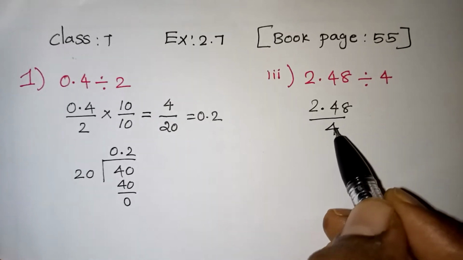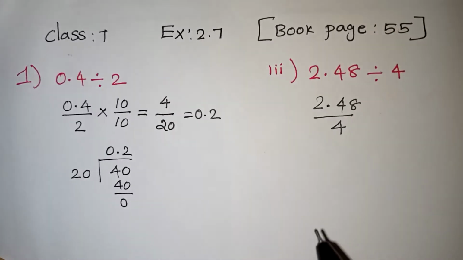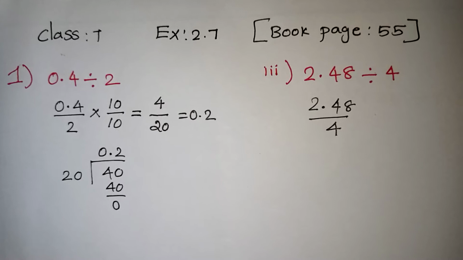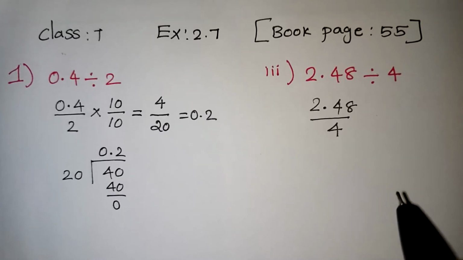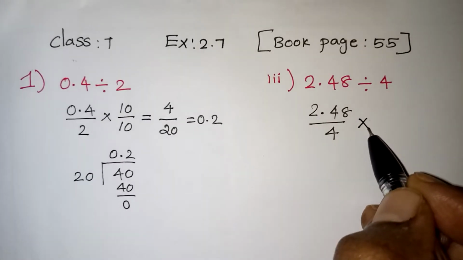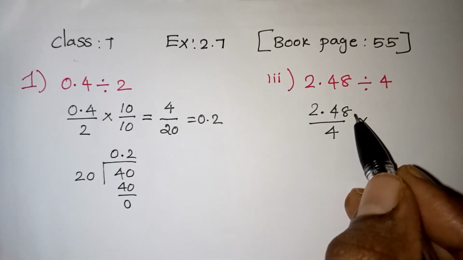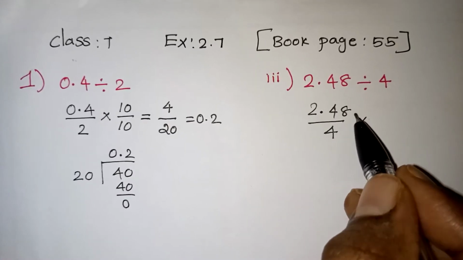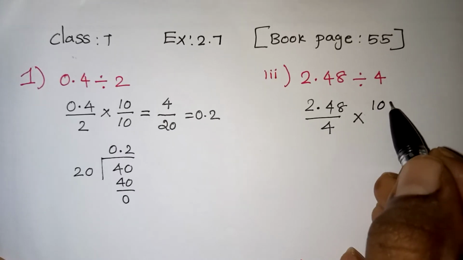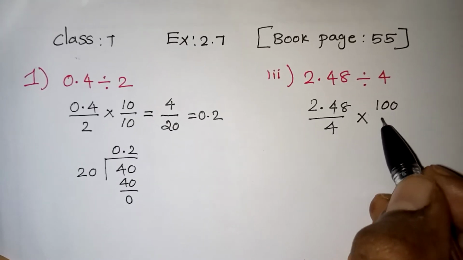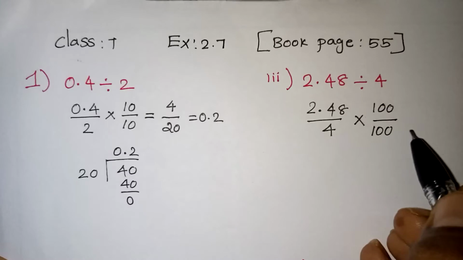Now I want to remove the decimal. After the decimal, how many numbers are there? 2 numbers. So we have to multiply and divide by 100. I want to bring my dot to here. How many places are we moving? 2 places we are moving. That's why we are taking 100, because 100 has 2 zeros. So here also we should multiply by 100.